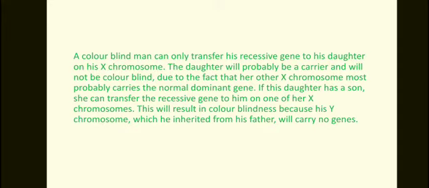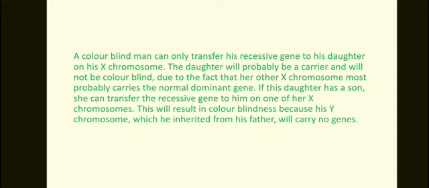So the daughter will probably be a carrier. And if she is a carrier, she will not be a colorblind person. Why? Because she will have a dominant allele on the other X chromosome to mask the recessive allele on the other X chromosome. So on one of the X chromosomes there is a dominant gene, and on the other there is a recessive gene. She will be a carrier, and phenotypically speaking she will be normal. Just a carrier of the gene but normal, which means that she won't be colorblind, because her other X chromosome most probably carries the normal dominant gene, and if it does, she will be normal.